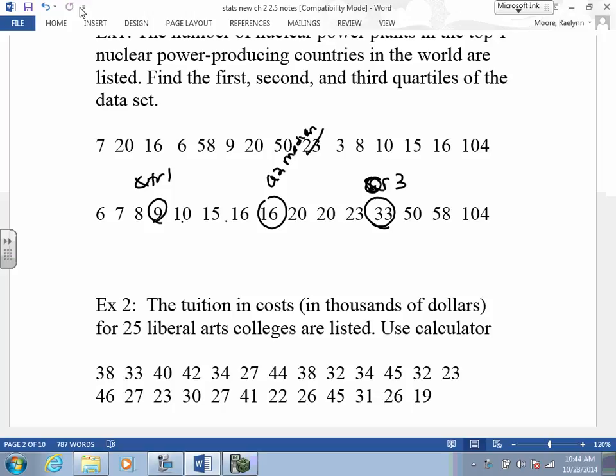Okay, so stay with me right now. So now, min and max. Can we find the min and max once it's ordered? Yes. Min and max, and your calculator can find all of this.